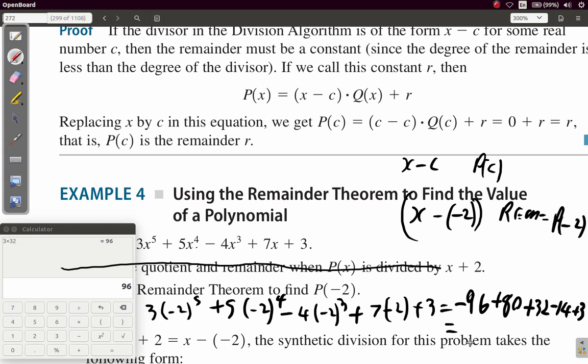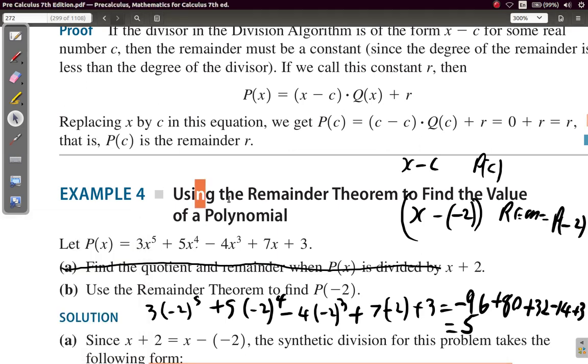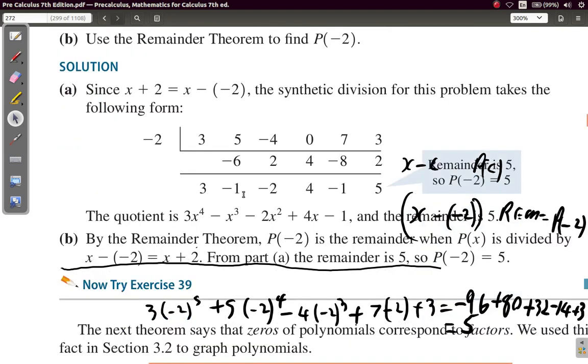What do you get for it? Alright, I got 5. Let's check what we did earlier. What was the remainder? The remainder was 5, and you got 5 here.